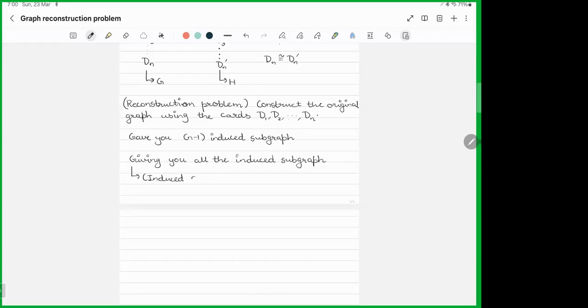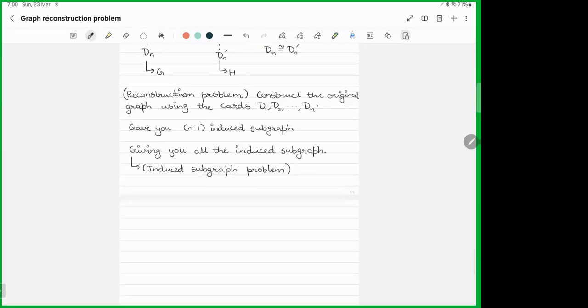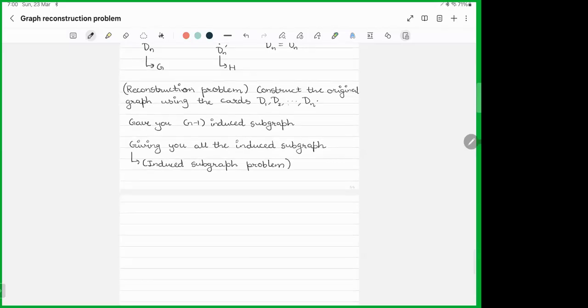But why induced? Because all the other induced subgraphs of n minus 2 vertices and lower will all be parts of the cards we are given, the n minus 1 induced subgraphs. Yeah, exactly. So there is no new information which I am giving you. But can you prove that you can actually find all the induced subgraphs just by looking at the n minus 1 vertex graphs?